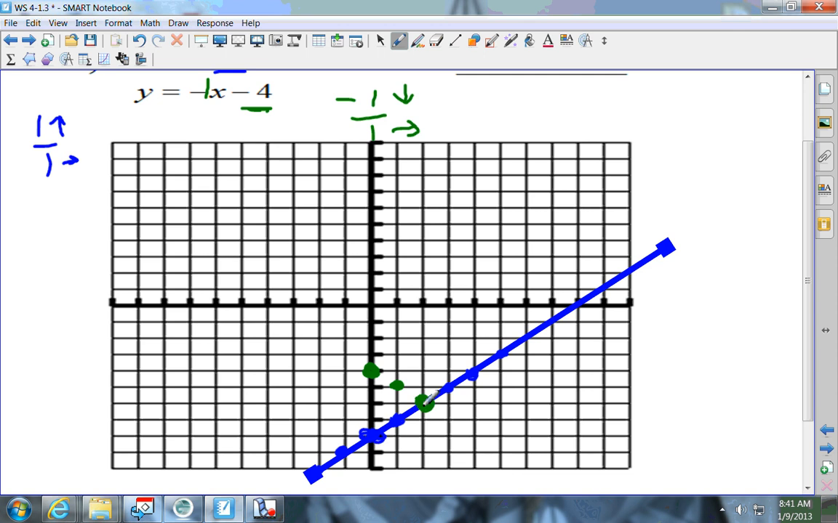This is where they cross, but I'm going to go a little bit farther. Down 1 to the right 1. Down 1 to the right 1. Now, let me draw my line. Now, it's not a dotted line. I'm just using that one because it matches the color green.